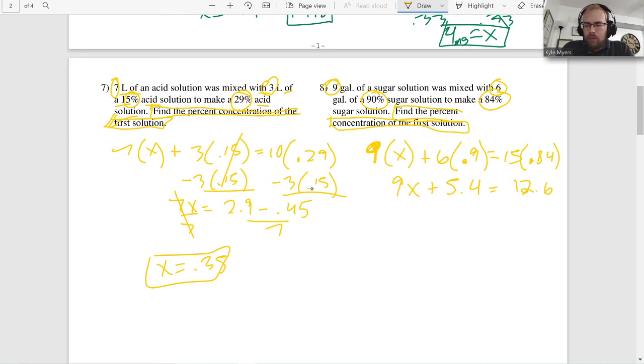All right, 12.6 minus 5.4 is 7.2. 9x, divide by 9. X equals 7.2 divided by 9, which is 0.8. I could have done that in my head, but again, I told you I'm not feeling it today. Find the percent. What is the percent?